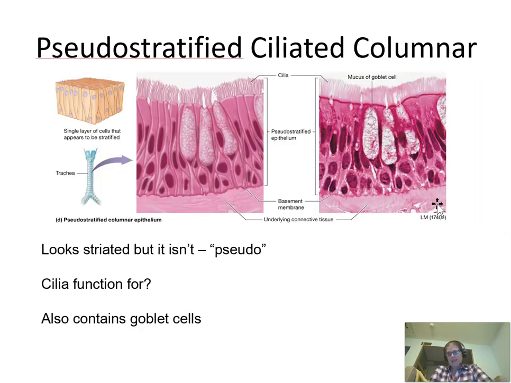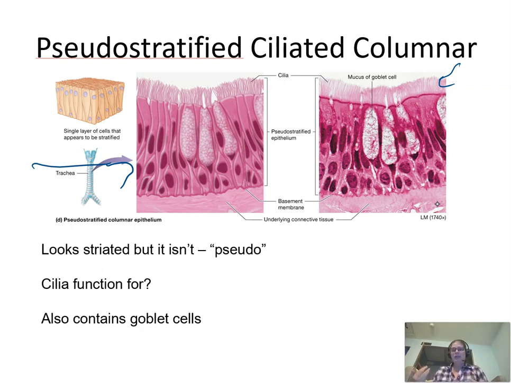Pseudostratified ciliated, this is the one I told you would never forget because it's got cilia, so it makes it really easy. And if you look, it looks striated, but they say technically it's not. I always think it's striated, but they say it's not. And it has cilia. So cilia, remember, circulate. Cilia are not microvilli. Cilia are little motor proteins and they move. And what they do is they help move debris and they move things past the cell. So they line your respiratory tract.